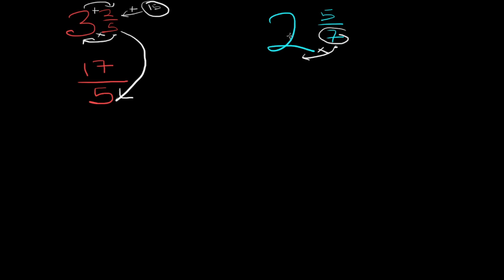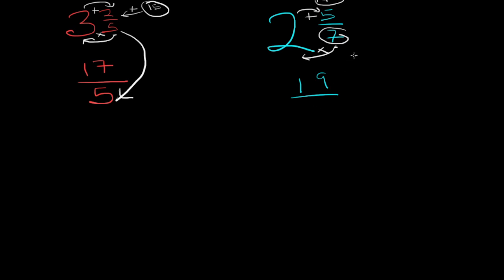7 times 2 gives us 14, right? We get 14. Let's keep that in our mind. So once we get the 14, then what are we going to do? We add. All right. So 14 plus 5 gives us 19. And then what do we get for the denominator here?